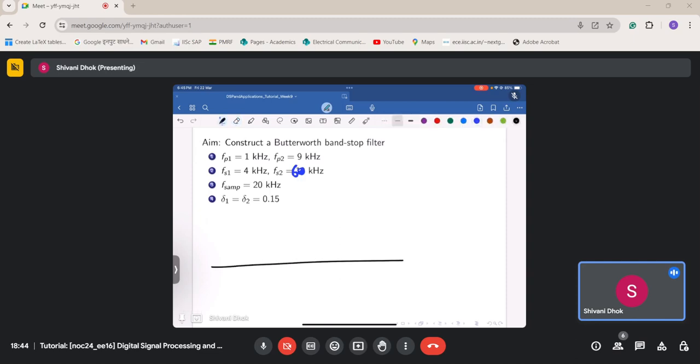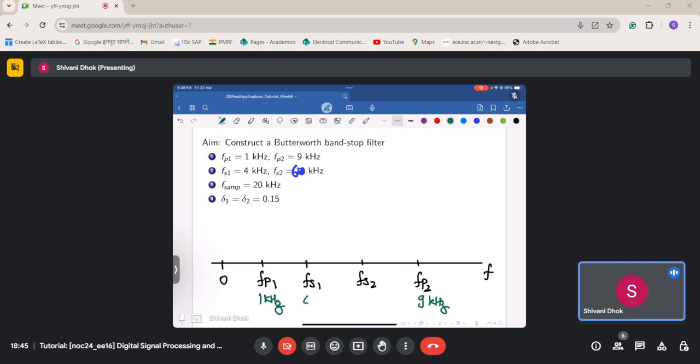So what we are given is this frequency axis, this is 0. Then the first thing we'll have is our FP1, then we'll have FS1, then FS2, and then FP2. So FP1 is given as 1 kilohertz, FP2 is 9 kilohertz, FS1 is 4 kilohertz, and FS2 is 6 kilohertz. So let me just write it properly.